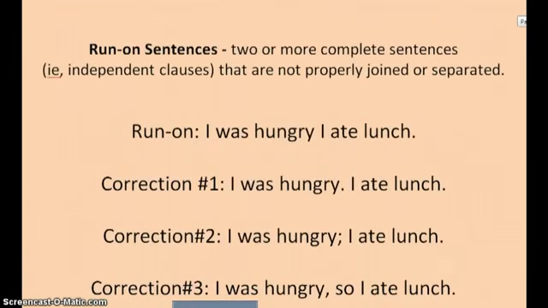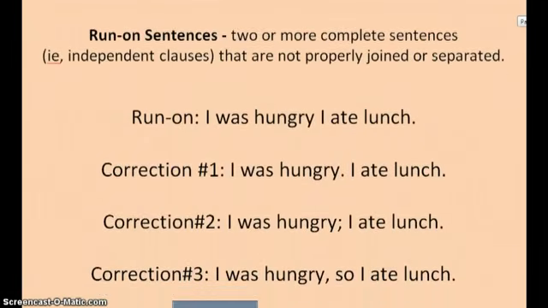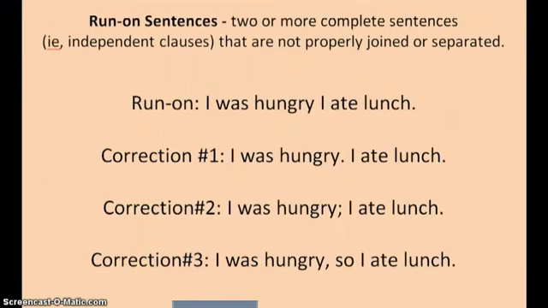So let's start with run-on sentences. A definition of a run-on sentence is two or more complete sentences, also known as independent clauses, that are not properly joined or separated. So, for example, you'll see here it says, I was hungry I ate lunch. Notice there's no punctuation here, and these are two independent clauses, two complete sentences that are not properly joined. Something needs to happen between them. So in other words, there needs to be a period between them. That's one way to correct them.